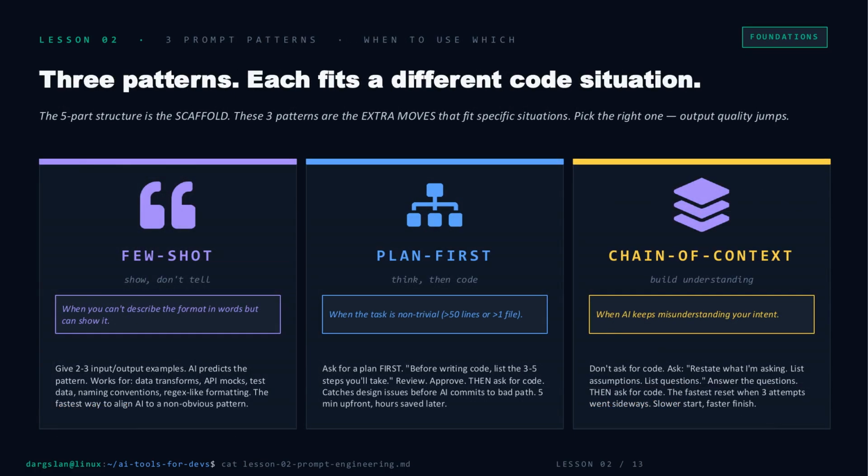That 5-part structure is your scaffold. It works for everything. But 3 extra patterns layer on top when the situation calls for it. Few shot. Show 2 or 3 examples when the format is easier to demonstrate than describe. Plan first. For anything non-trivial, make the AI outline steps before writing a single line. And chain of context. When it keeps missing your intent, force it to restate, list assumptions, ask questions, then code. Pick the right move. Output quality jumps.